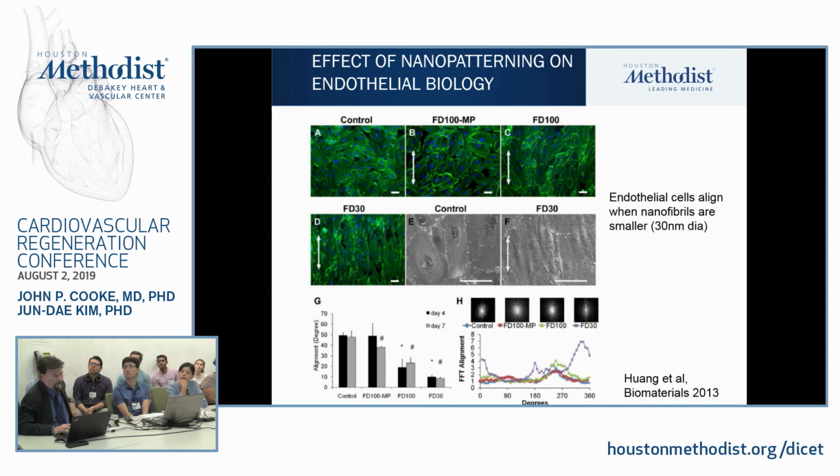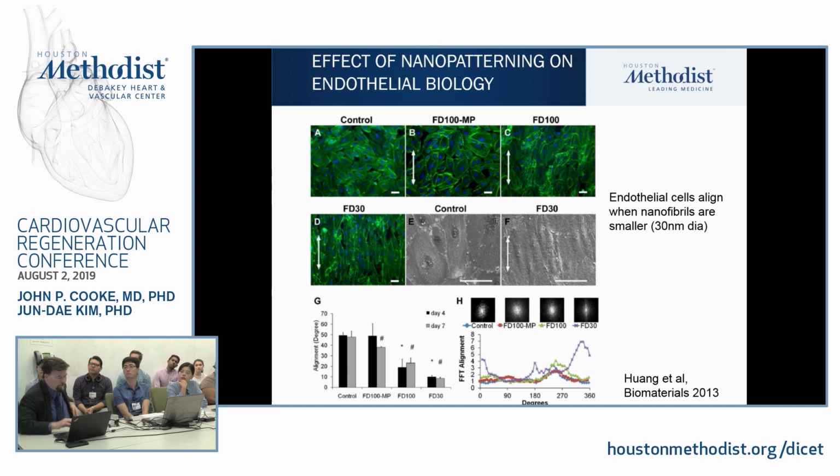It's interesting. These endothelial cells can't sense fibrils that are 100 nanometers, but they can sense fibrils when the matrix is made of fibrils that are 30 nanometers. They can sense the alignment of those fibrils. So it's very interesting that the endothelial cells are sensitive not only to the alignment, but also to the diameter of the fibrils. So you can see the endothelial cells line up, and this is some quantification of that.